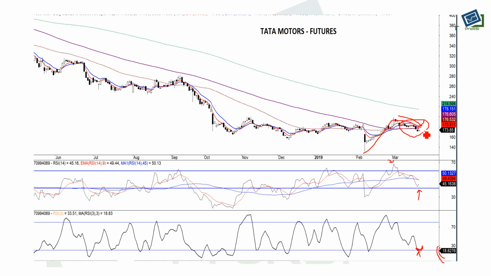So you have to just keep watching it for this 214 level, and if it crosses 214, then it is going very, very high. So just keep watching this stock also. It's a good one to trade.